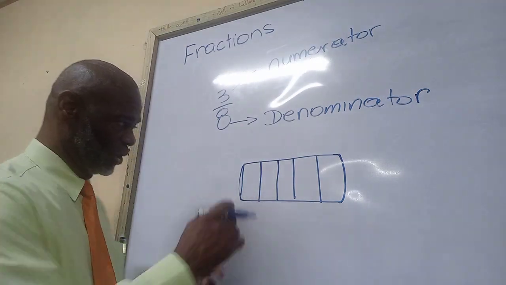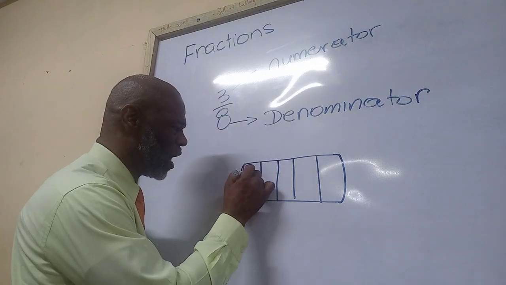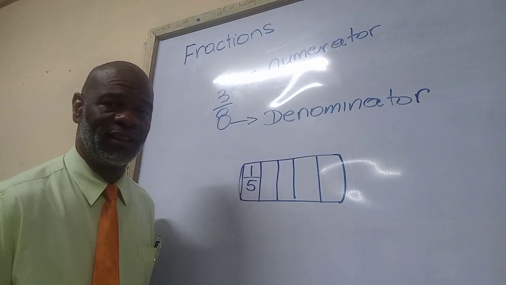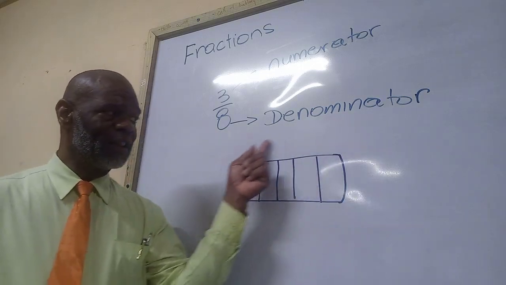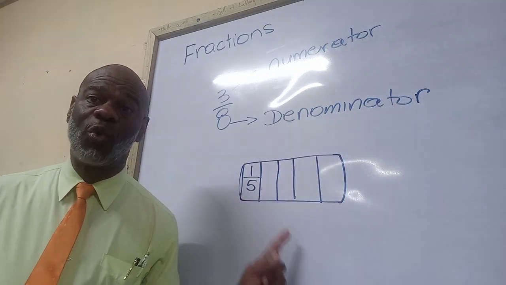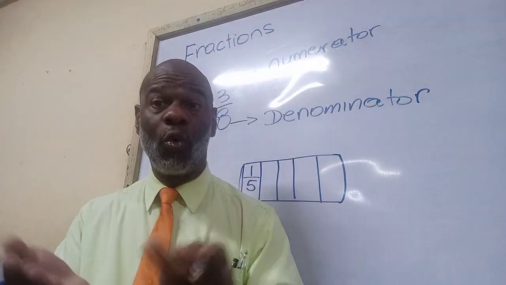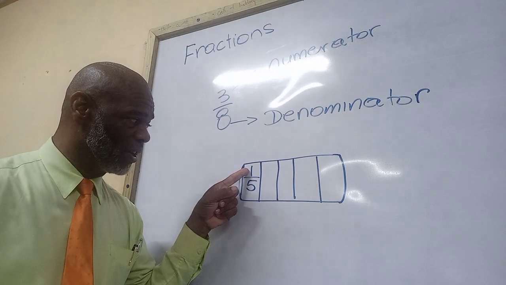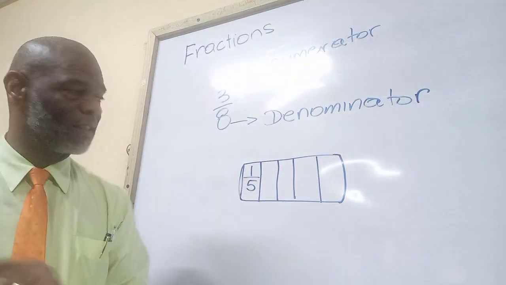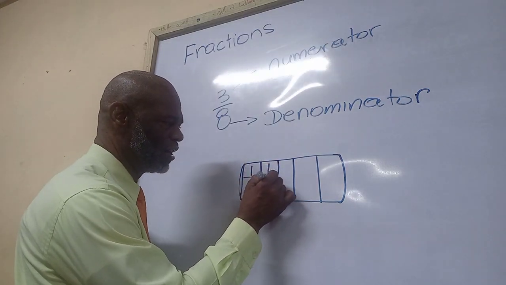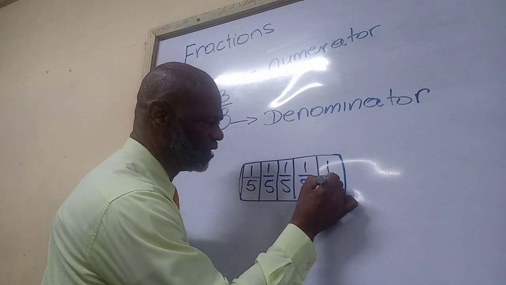Now one slice or one part would be 1 over 5, right? Now why is it 1 over 5? Because we say the bread is divided into 5 equal parts, right? Good? So the 5 represents the whole. Now the 1 up here represents 1 part of the whole. Is that clear? Good. So this would be another 1/5, 1/5, 1/5, 1/5.